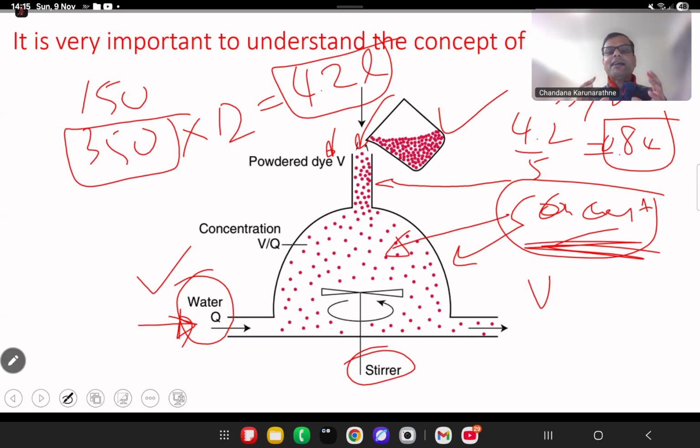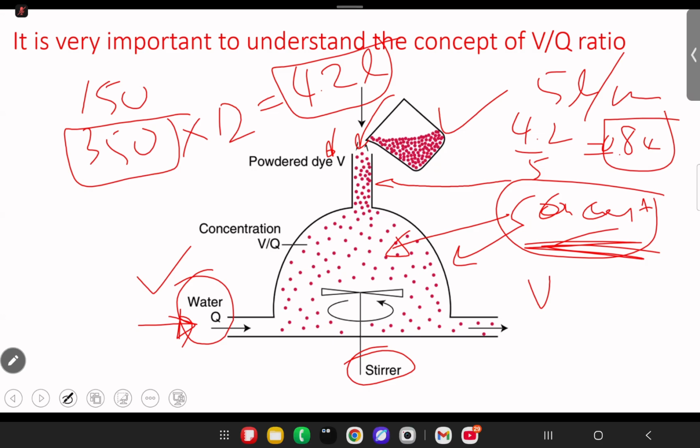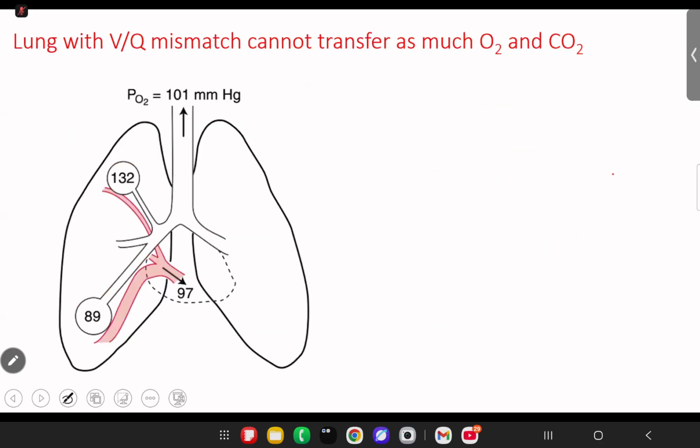But if each and every alveolus gets a VQ ratio of 1, the perfect balance, then you have the ideal, with no problem. But generally in our body, we do not have that. What are the reasons? If you look at the lung, does the top part get more ventilation or less ventilation compared to the bottom part?